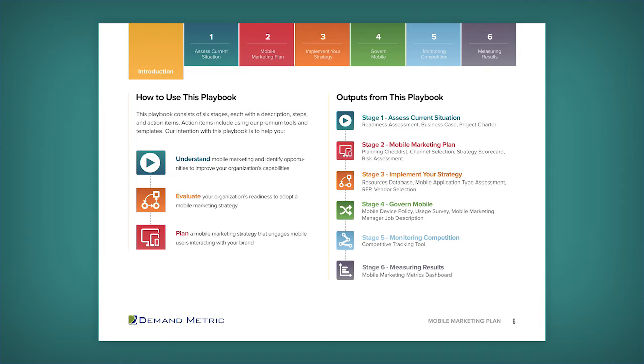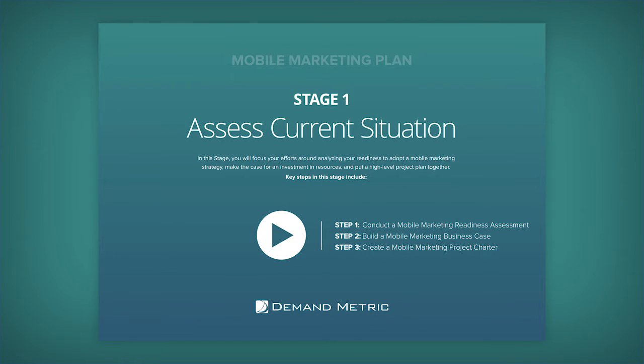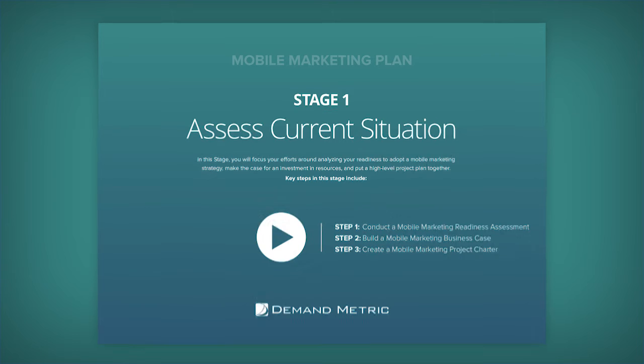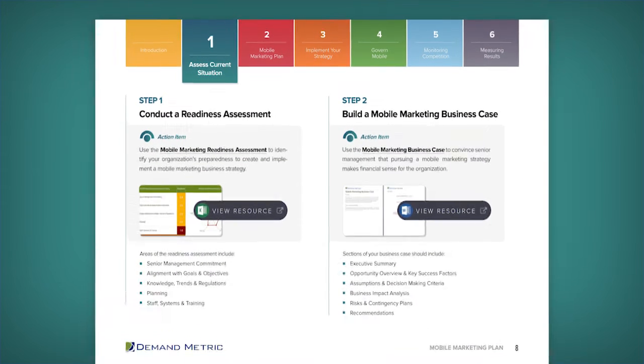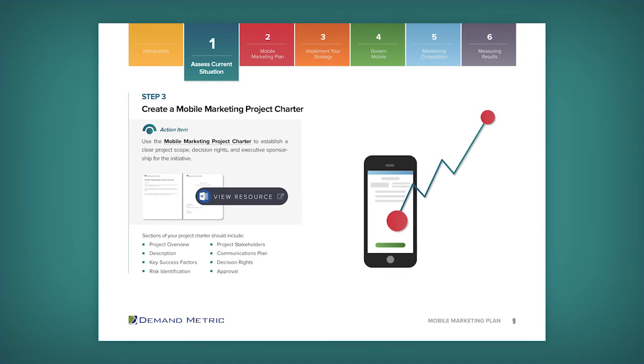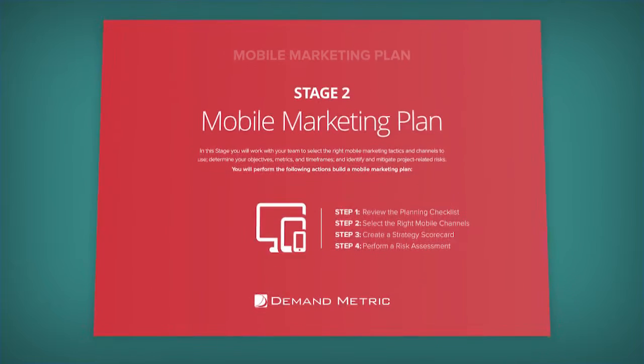Our playbooks are filled with links to our practical modern marketing tools, templates, and training, which are organized stage by stage, step by step, starting with stage number 1, assessing the current situation. And here, you're going to start by conducting a readiness assessment, build the business case, and then ultimately your project charter. In stage number 2, we're going to focus on the plan.